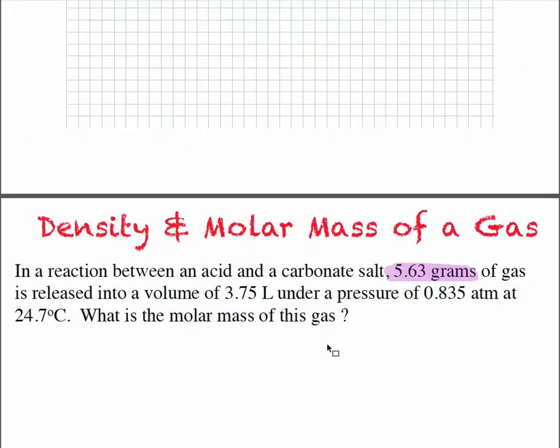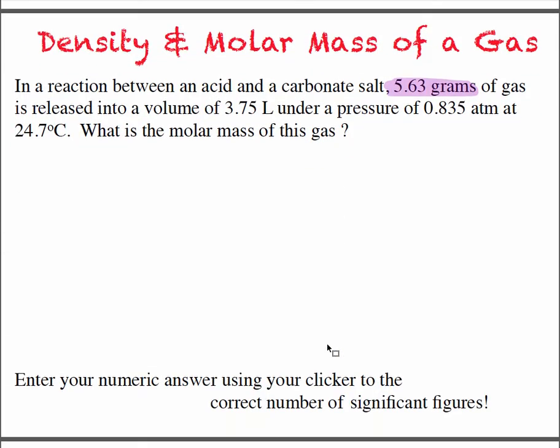Oh, that's interesting. I wonder if you could try that. You could try that if you wanted to pause the video right now. 5.63 grams of gas released into a volume of 3.75 liters. The pressure is 0.835 atmospheres. Temperature, what's the molar mass of the gas? Well, I suppose I could use that equation. I remembered the density is molar mass times the pressure divided by the gas constant and the Kelvin temperature.